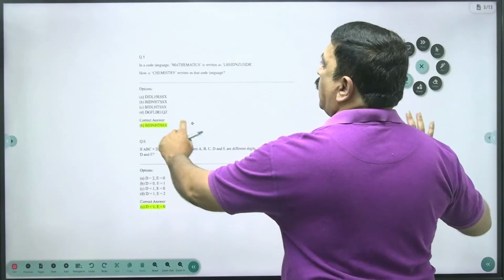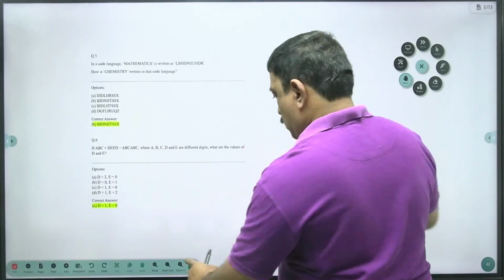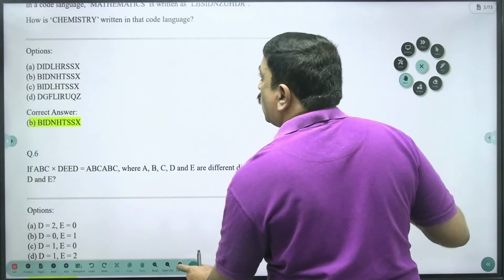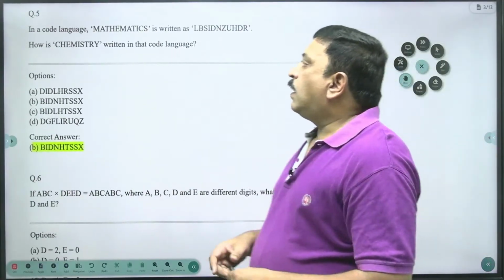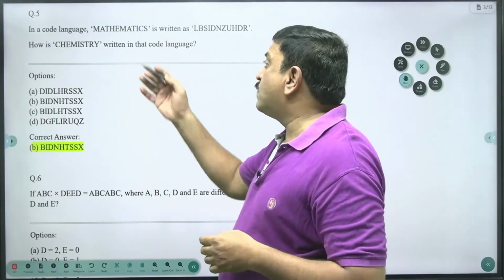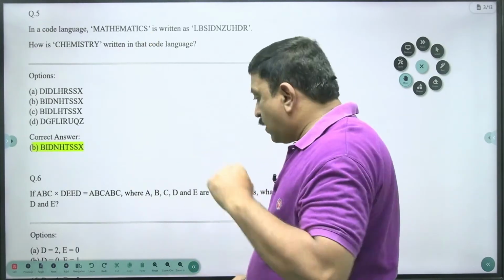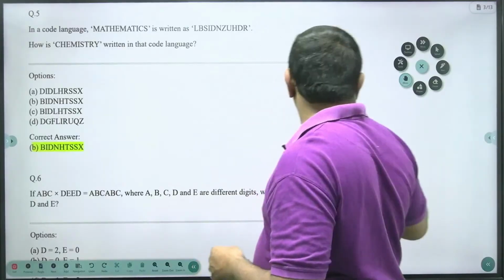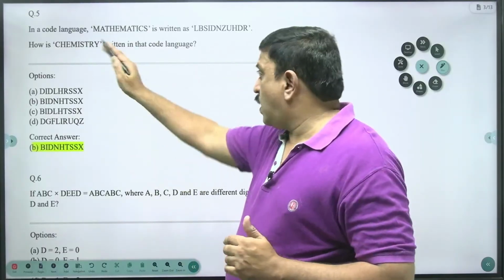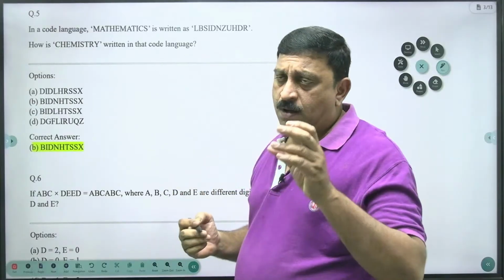Yeah, this is the coding decoding question, right? In a code language, mathematics is written as LB, SID, and so on. So how is chemistry written in that code? The number of letters differs here, but you can frame the logic. Always for coding decoding, you have to start from starting to ending. You have to decode that one. Never take the half decoding like that.